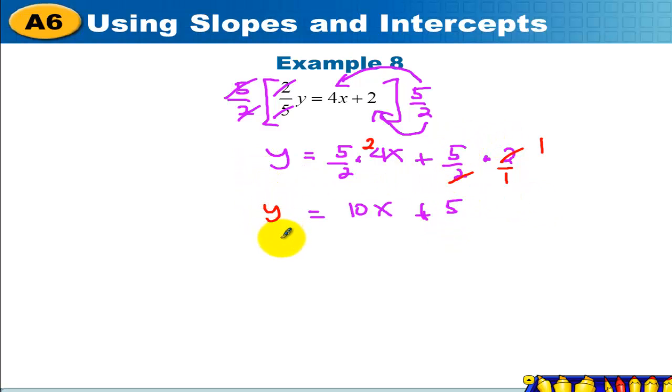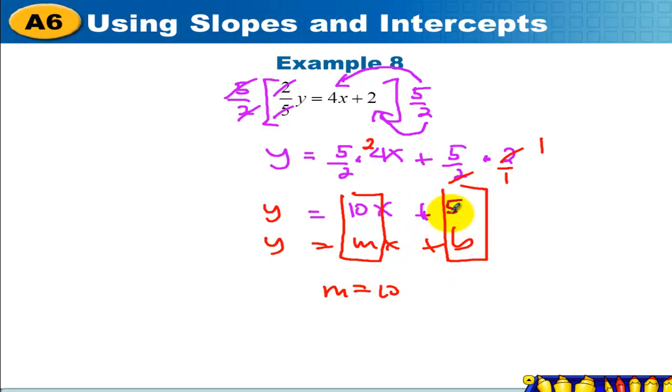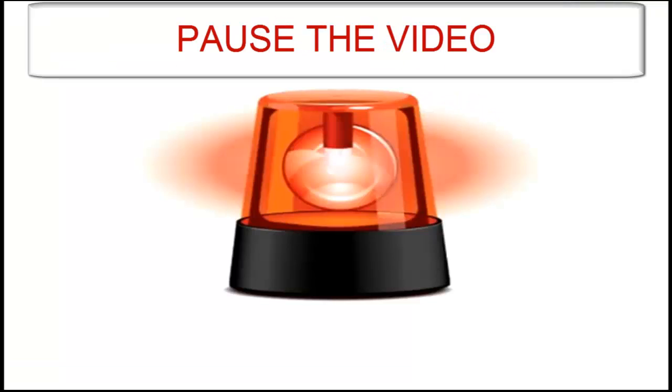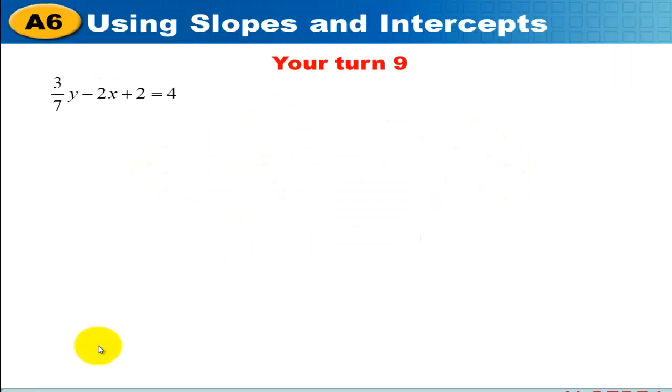So I have here y equals 10x plus 5. This is of the form y equals mx plus b. My slope is the number besides our x, which is 10. And the y-intercept is equal to 5. As an ordered pair, my y-intercept is 0, 5. Alright, for this question, pause the video and solve for the slope and the y-intercept. Alright, the answer for this question is slope equal to 14 over 3 and the y-intercept is equal to 14.